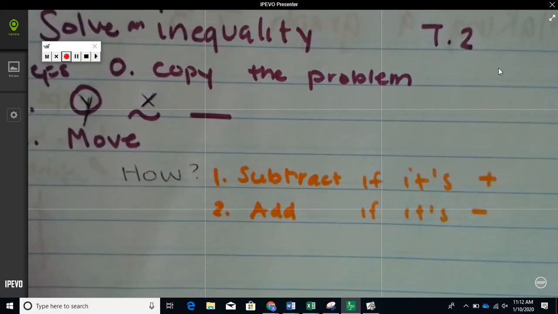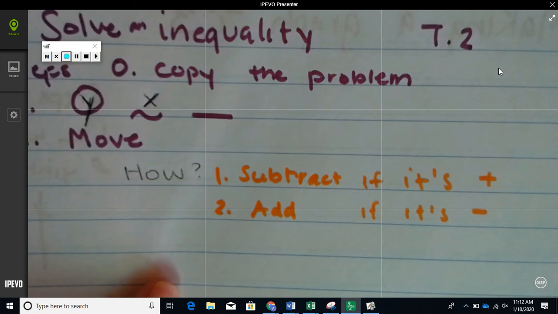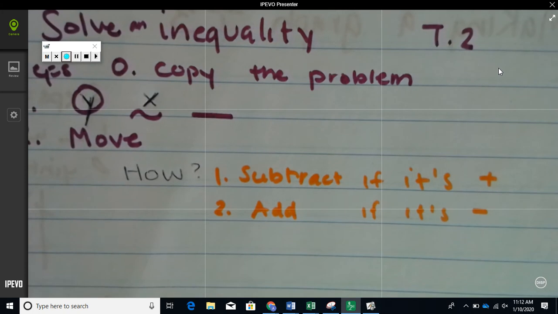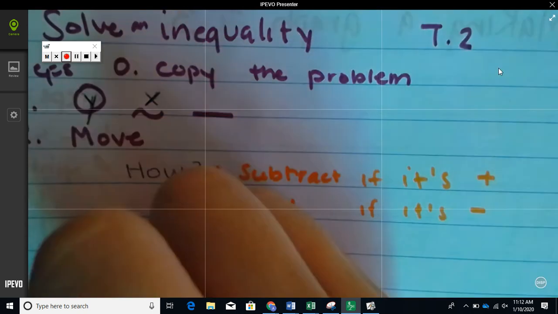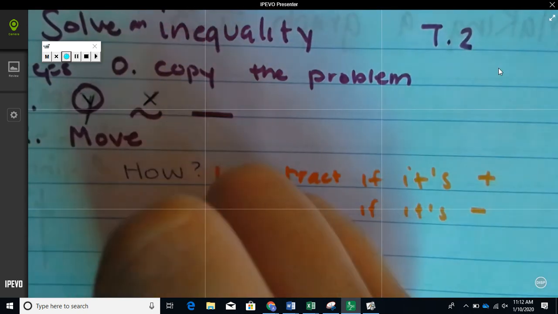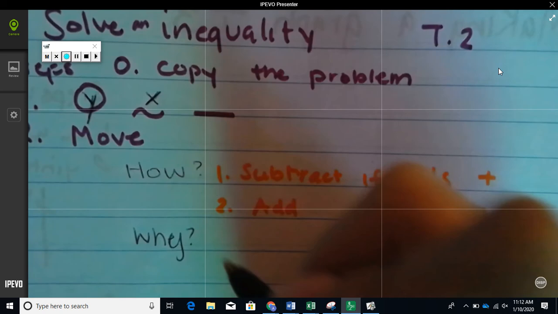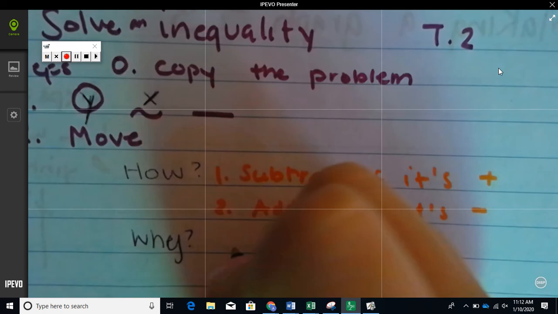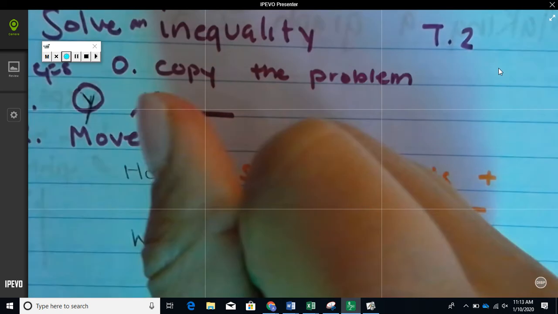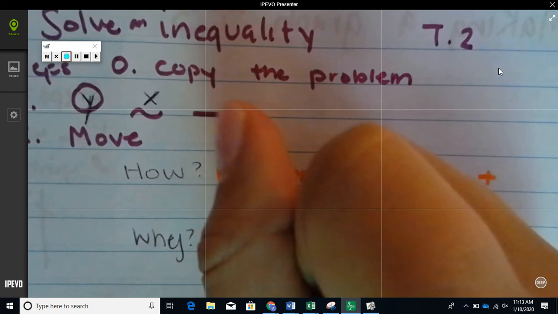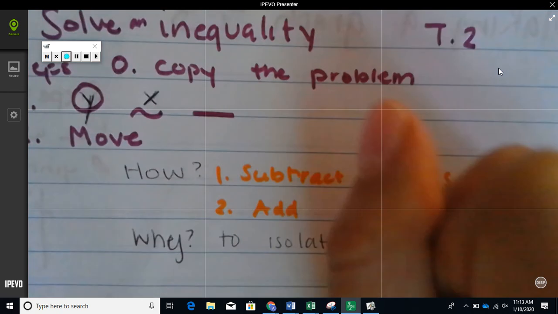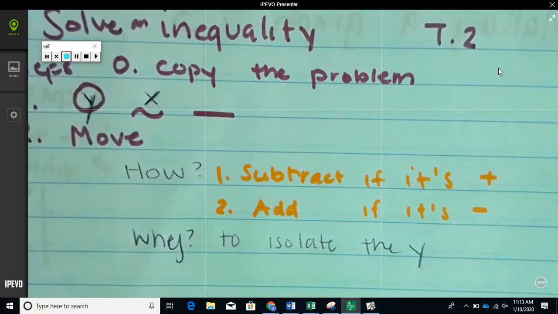So that's how we do it. We either subtract or add. We do the zero pair, the opposite. If it's positive, we make it negative. If it's negative, we make it positive. It's the opposite. Now, why do we do this? So we can get the y by itself, to isolate the y, because we're solving for it.